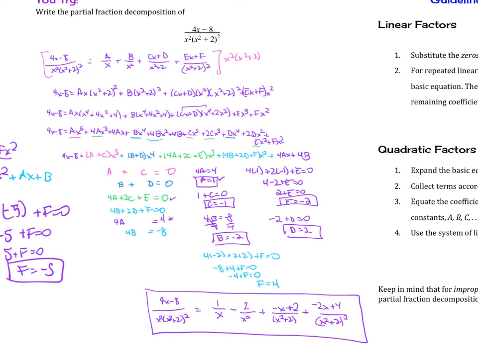Here's the work if you did it. So it should be A over x plus B over x squared plus (Cx plus D) over x squared plus 2 plus (Ex plus F) over (x squared plus 2) squared. Then you multiply by the LCD, and after all that, you would get A is 1, B is -2, C is -1, D is 2, E is -2, and F is 4. Then you plug it in, and here's your partial fraction decomposition.